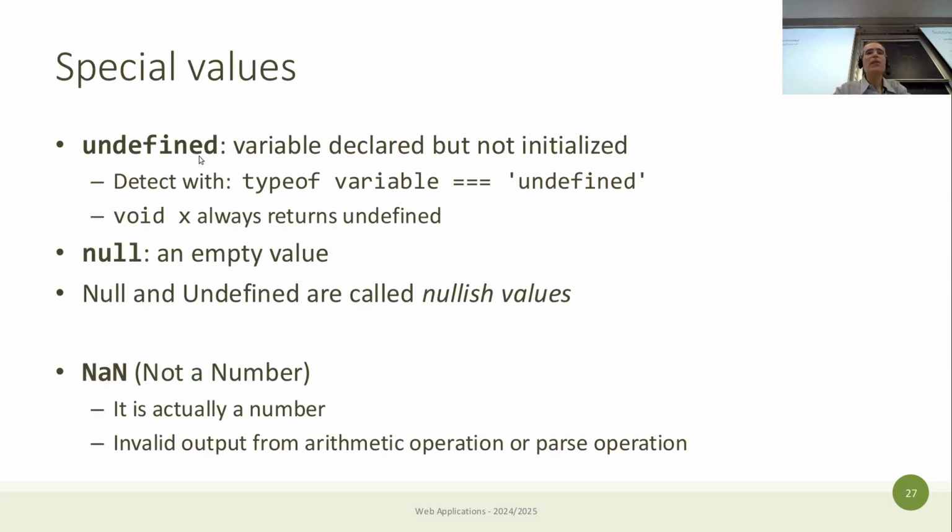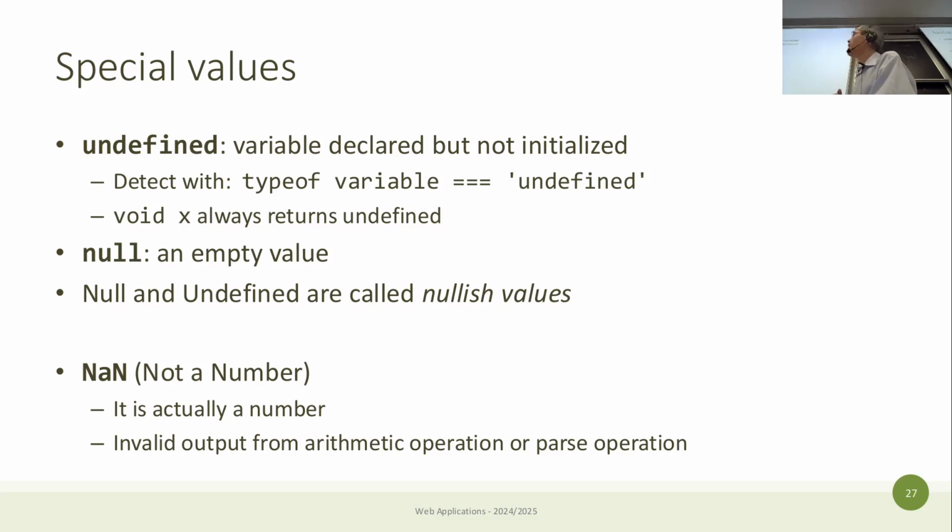Special values, undefined. Undefined is a special value because it's the value that every variable has when it's not initialized. So if I declare a variable and I didn't assign any value, what happens is that it has a value. The value is undefined. That's a bit different from other languages. Like in C, it's undefined in the sense that you don't know, but there's a value, right? Here, instead, the value is decided. It's undefined, which is actually a value.